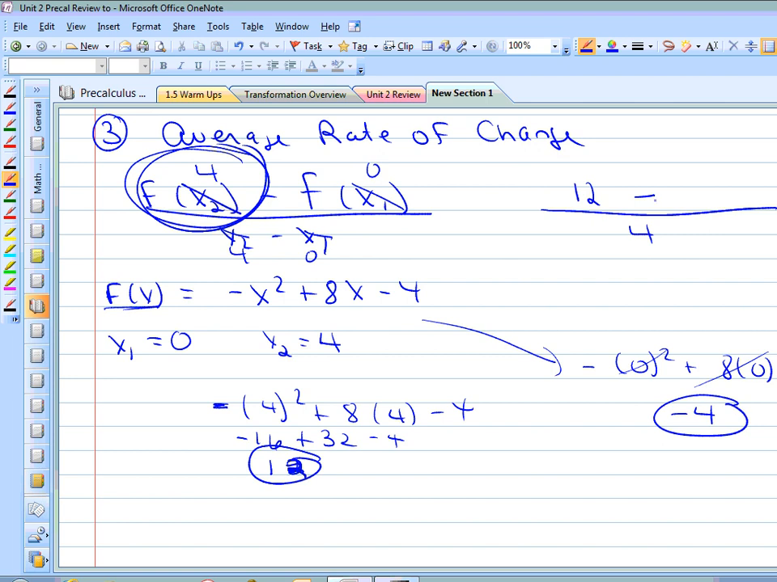So I have 12 minus negative 4. Be careful about the negatives. So I have positive plus a positive. 12 and 4 is 16. I have 16 over 4, and looky there, that ends up being just 4. Woohoo! Way to go, Bearcats.